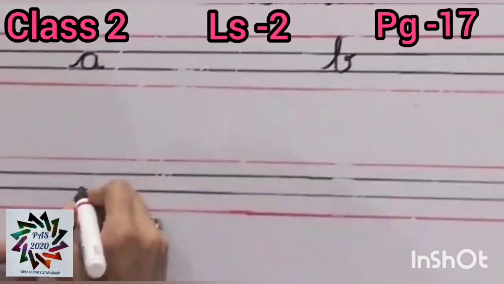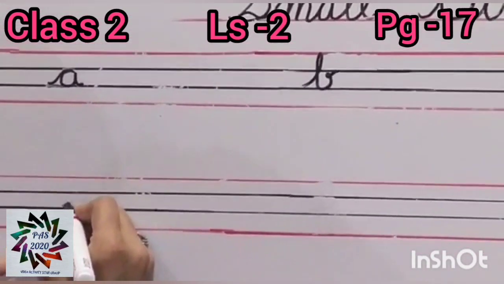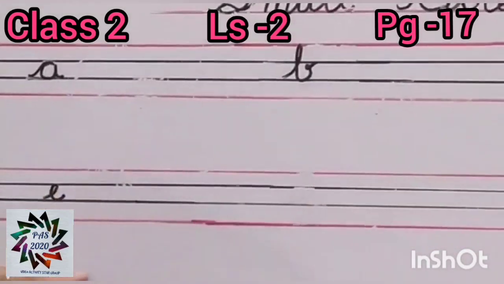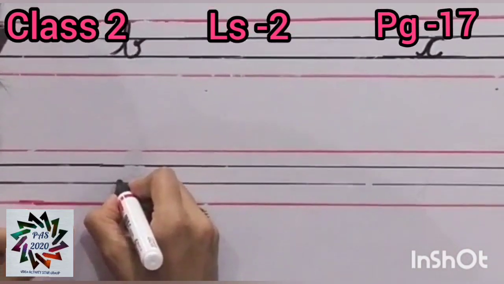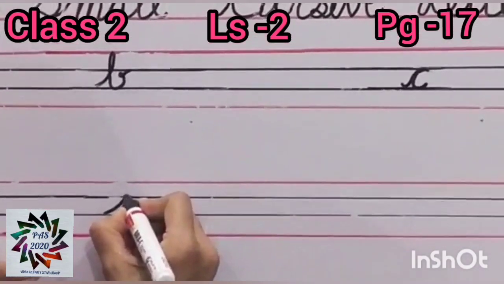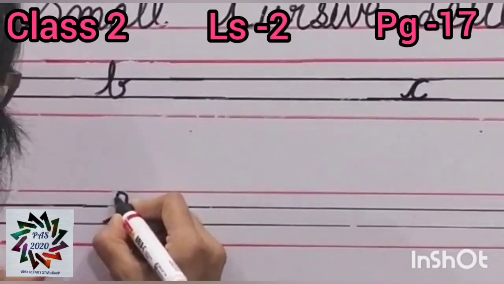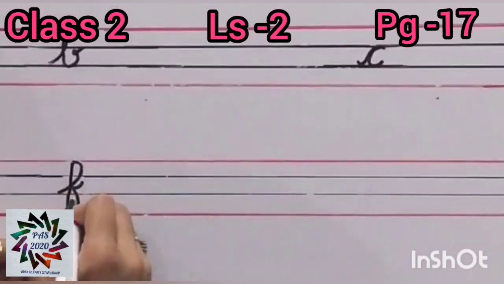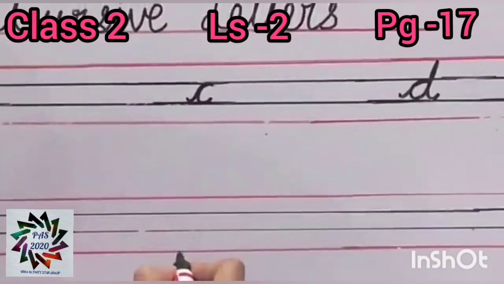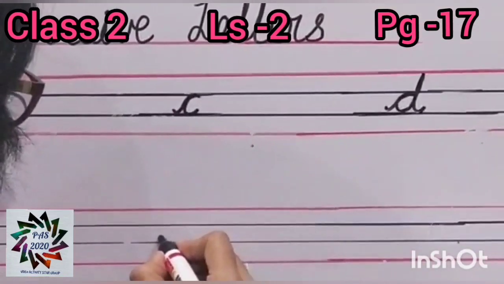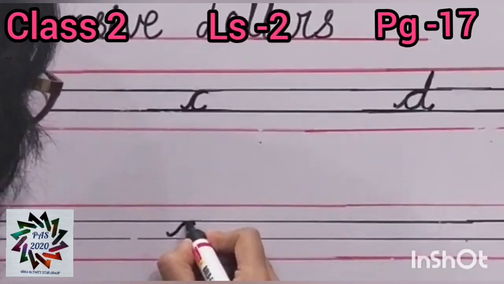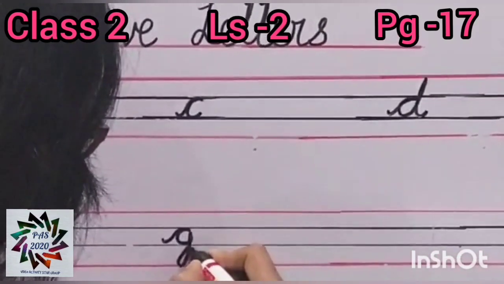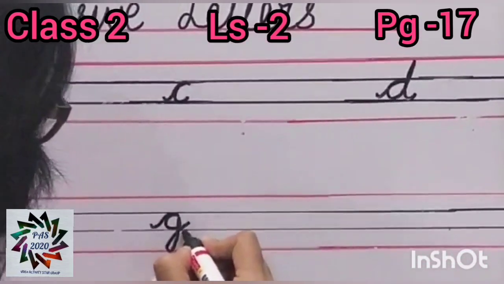Now next letter will be E. Start from the third line, touch the second line and make a curve. Here, start from the third line, touch the first line, come down at the fourth line and end with stop. Next letter is G. Start from the third line, slant way, touch the second line, then come at the third line, touch the third line and leave and stop.